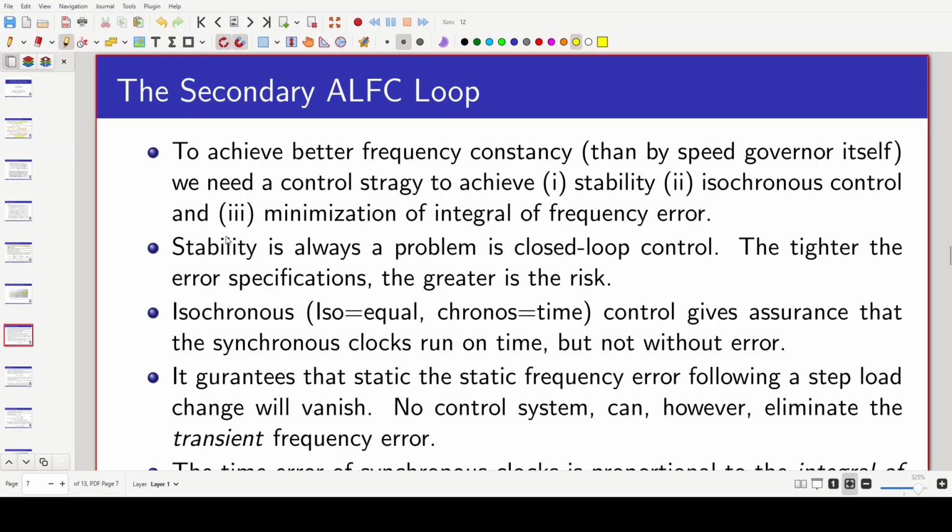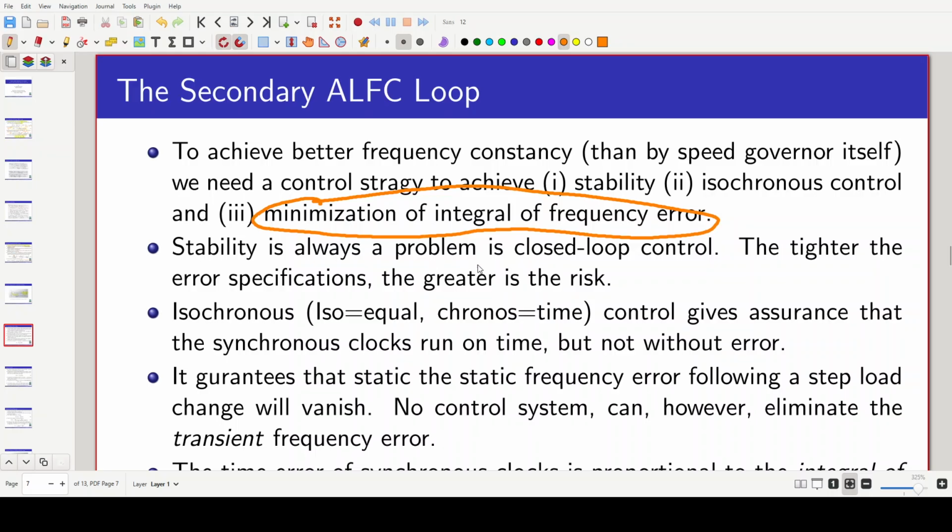So if in the exam there is a 2-mark question, why is the secondary ALFC loop needed, it is required to make the steady state error 0. To achieve better frequency constancy than by the governor itself, we need a control strategy to achieve stability, as isochronous control means simultaneous, separately from the main control. Minimization of integral of frequency. Okay, so this is the main thing, minimization of integral of frequency.